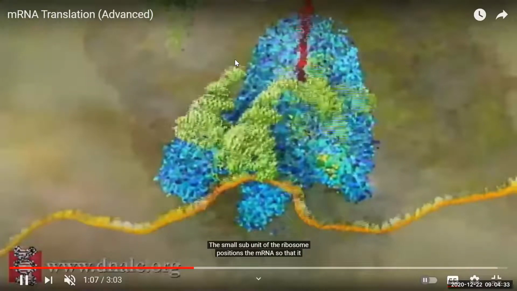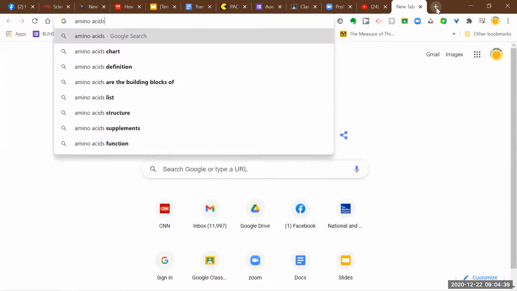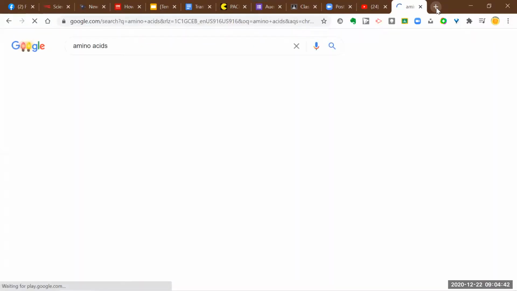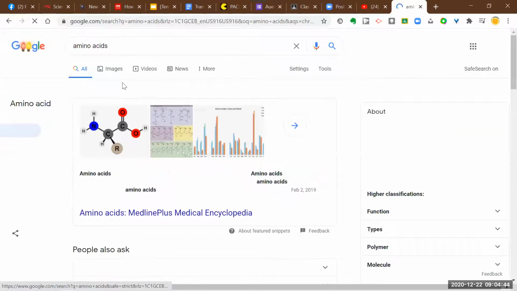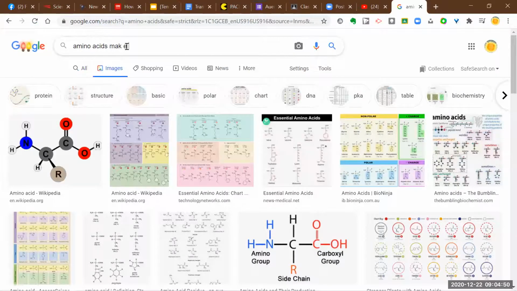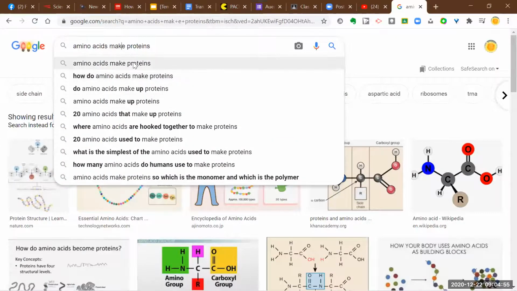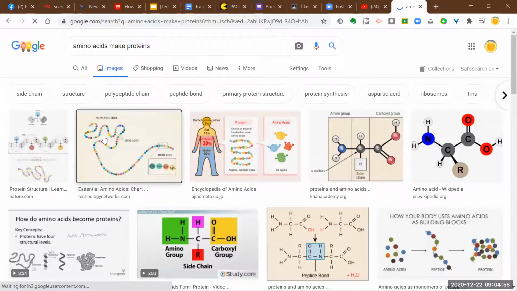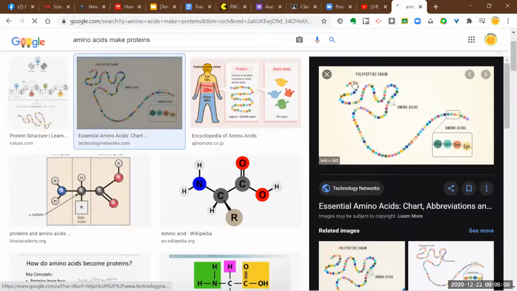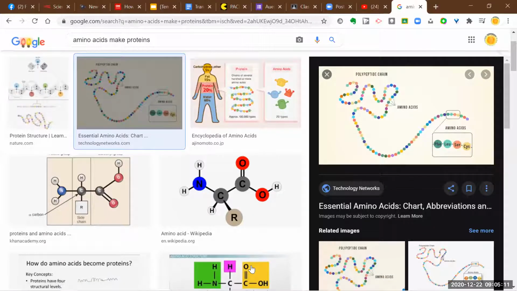Right, there's a single amino acid, but just to remind you, amino acids make proteins, right? A polypeptide chain is a protein, and it's made of individual amino acids. And so that's what the ribosome is making.